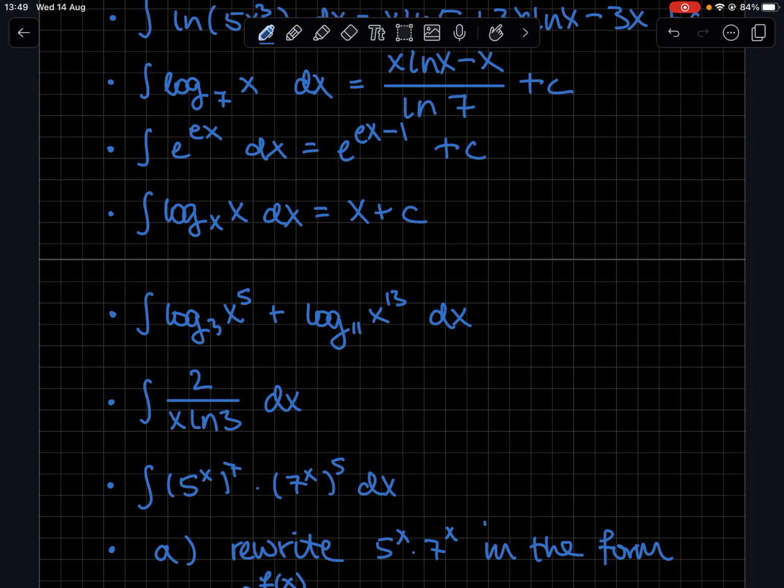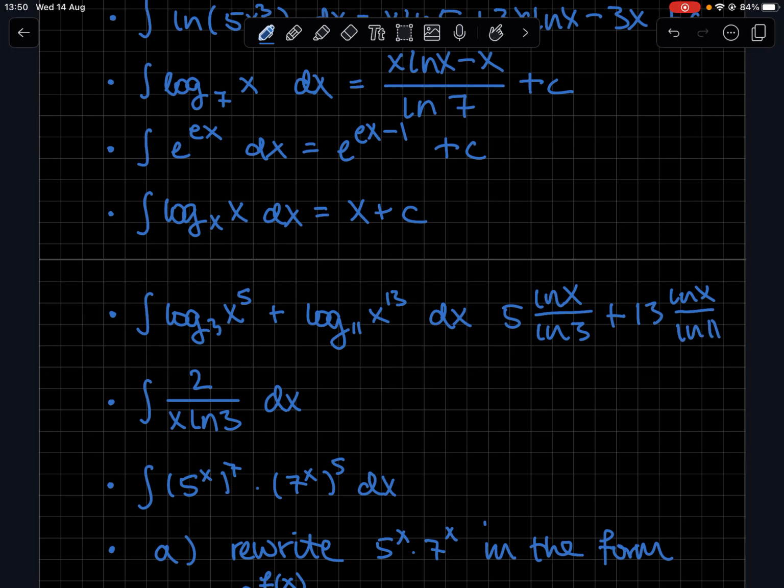Next, we have the integral of log base 3 of x to the power of 5 plus log base 11 of x to the power of 13. So let's use our log rules to rewrite the integrand as 5 ln x over ln 3, since that's our base, plus 13 ln x over ln 11.